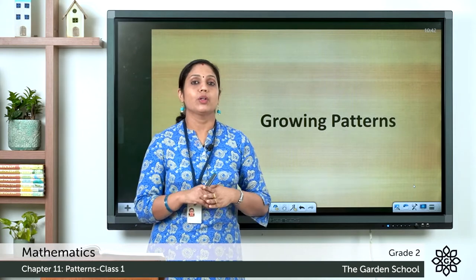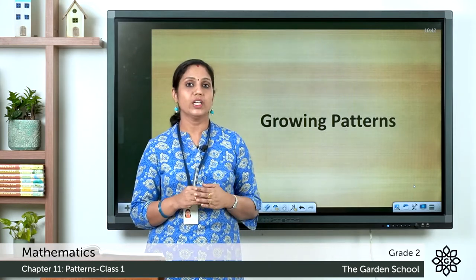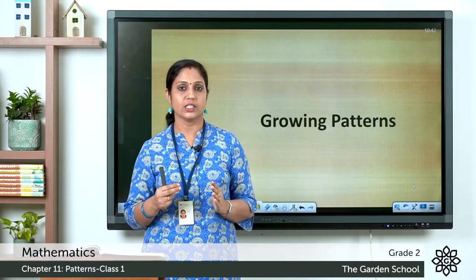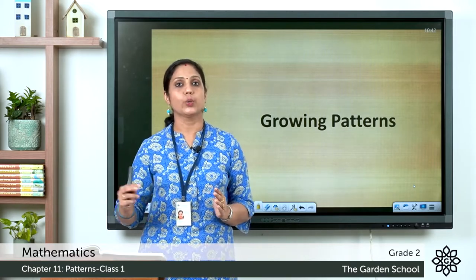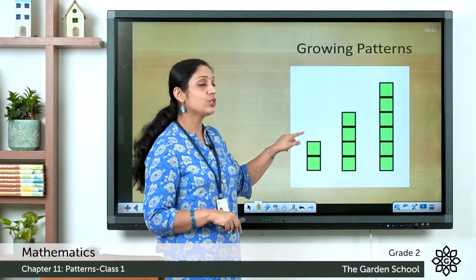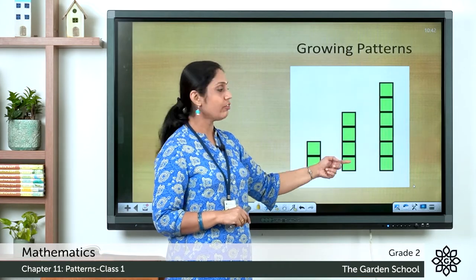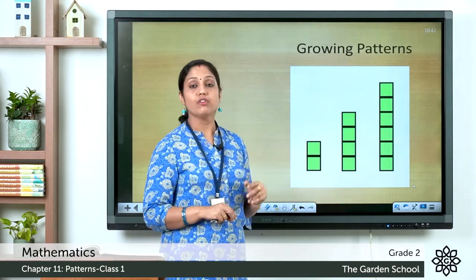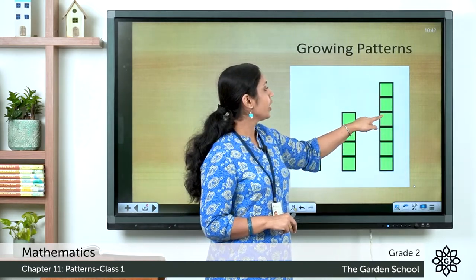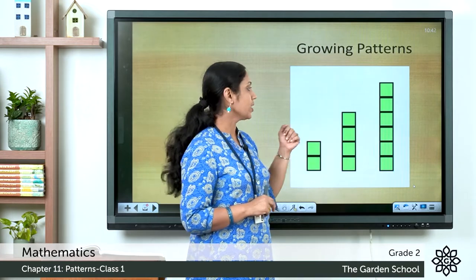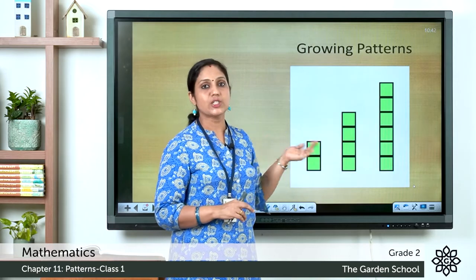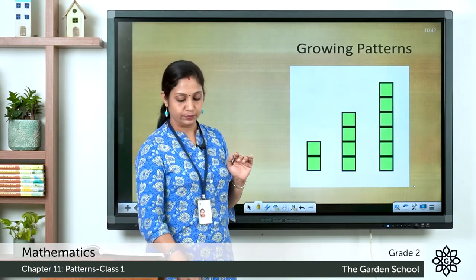Next, let's learn about the growing patterns. Till now, we learned numbers, letters or shapes that are repeating at regular intervals. So let's learn how the patterns grow. Let's have a look at this. Here you can see that there are 2 squares. And next, we have 1, 2, 3, 4 squares. And in the third place, you can see 1, 2, 3, 4, 5, 6 squares. So here we can say that these patterns are not repeating, they are growing. So such patterns are called growing patterns.